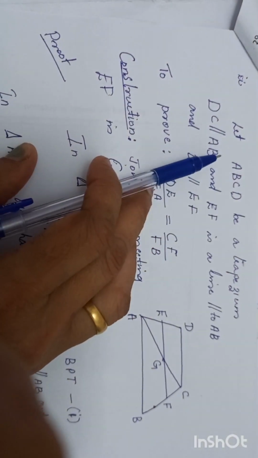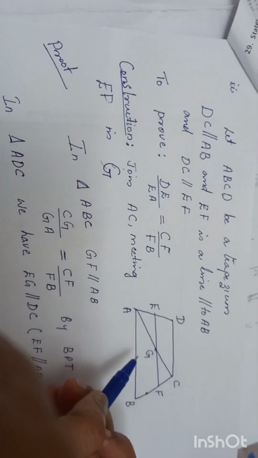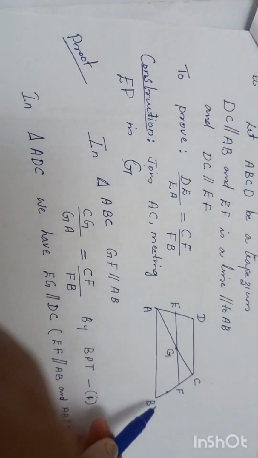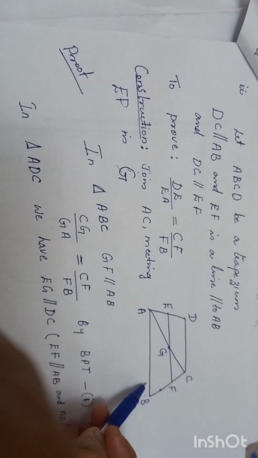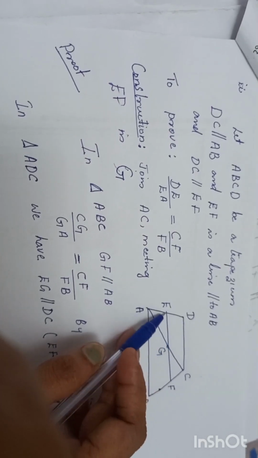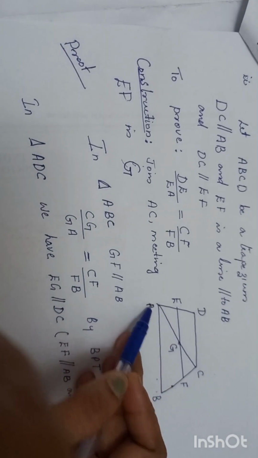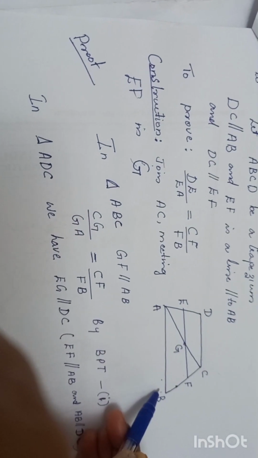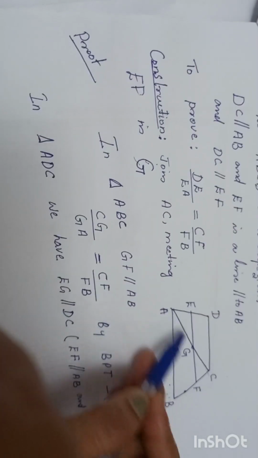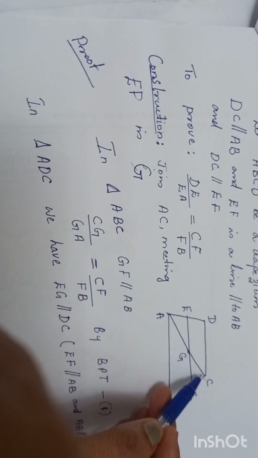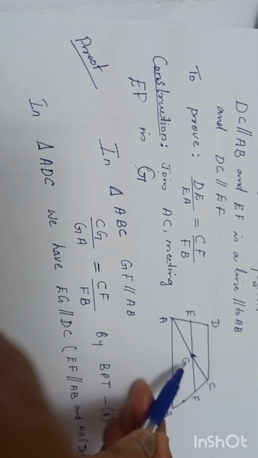Let ABCD be a trapezium and EF parallel to AB and DC parallel to AB. Therefore, EF parallel to DC. To prove DE by EA is equal to CF by FB. Construction: join A to C. This line meets EF at this point. That point is called G.